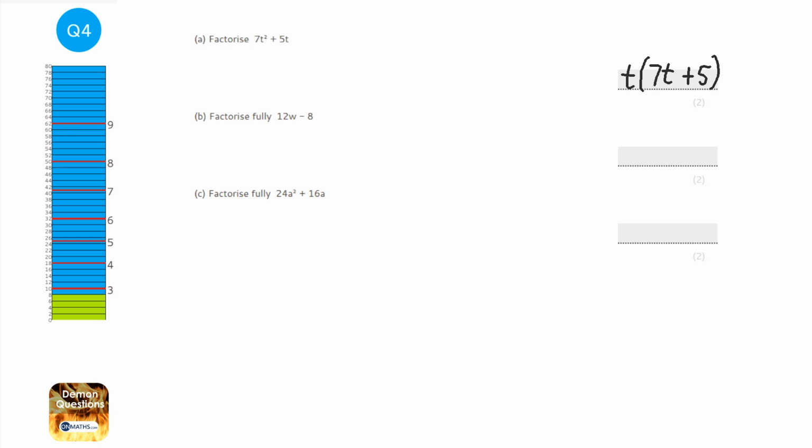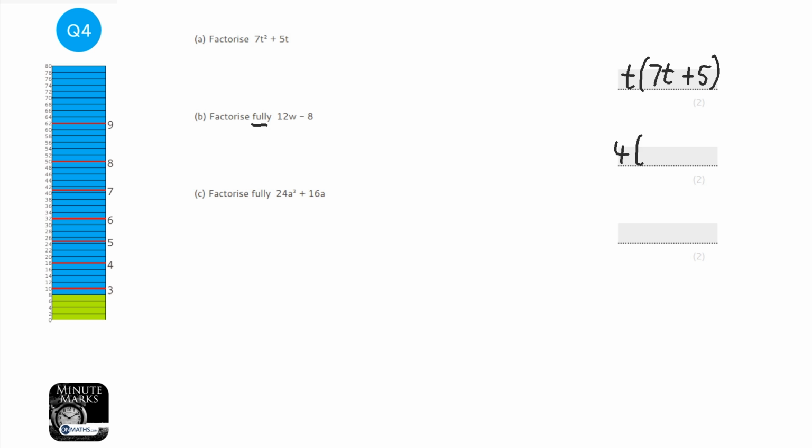Next one, w is only in the first term, so I can't divide out the w, but there's a number I can divide out of both of those. Now, I could pick 2, but actually 4 is a better number because it says factorise fully, which means I need to take out or divide out the 4 rather than just the 2. So 4 on the outside.